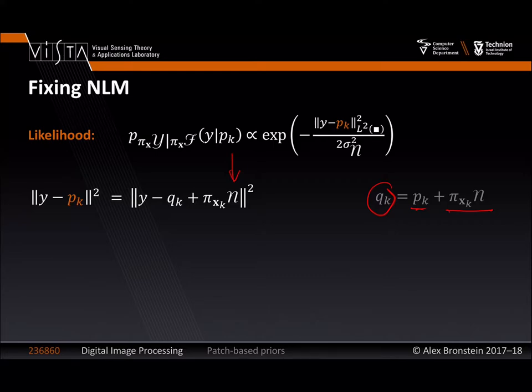Now, here I'm stuck. So let's do the following approximation. This is a random quantity, right? It's a random quantity because this n is stochastic, and q is also stochastic, of course. But I'm going to approximate this by the expectation of this norm. So the expectation of this norm is no more a stochastic quantity. And by the way, it's not such a bad idea to approximate some random quantity by its expectation.